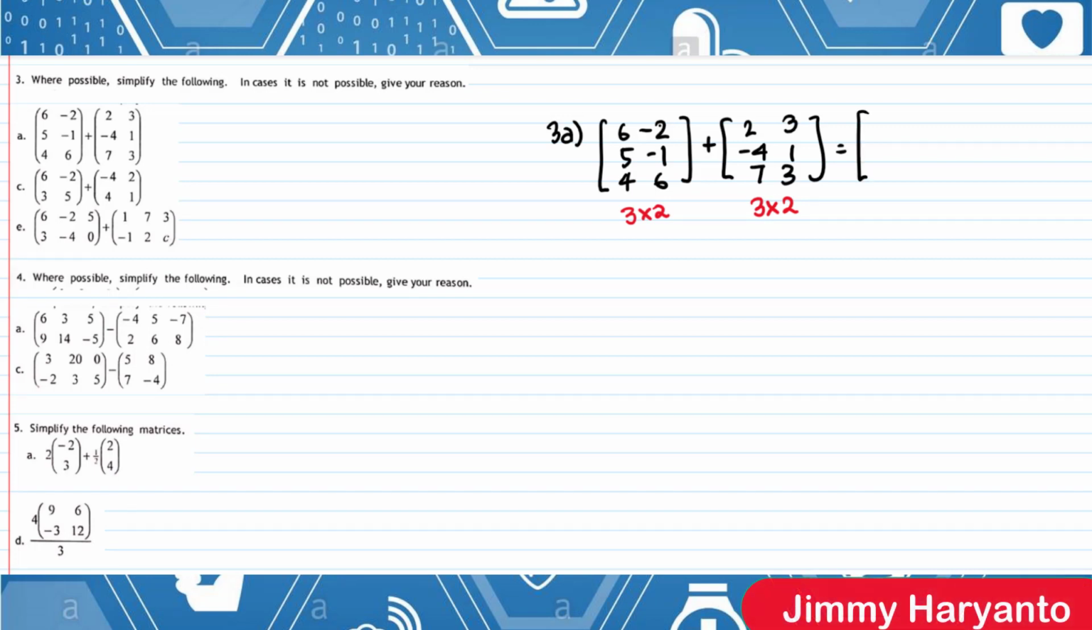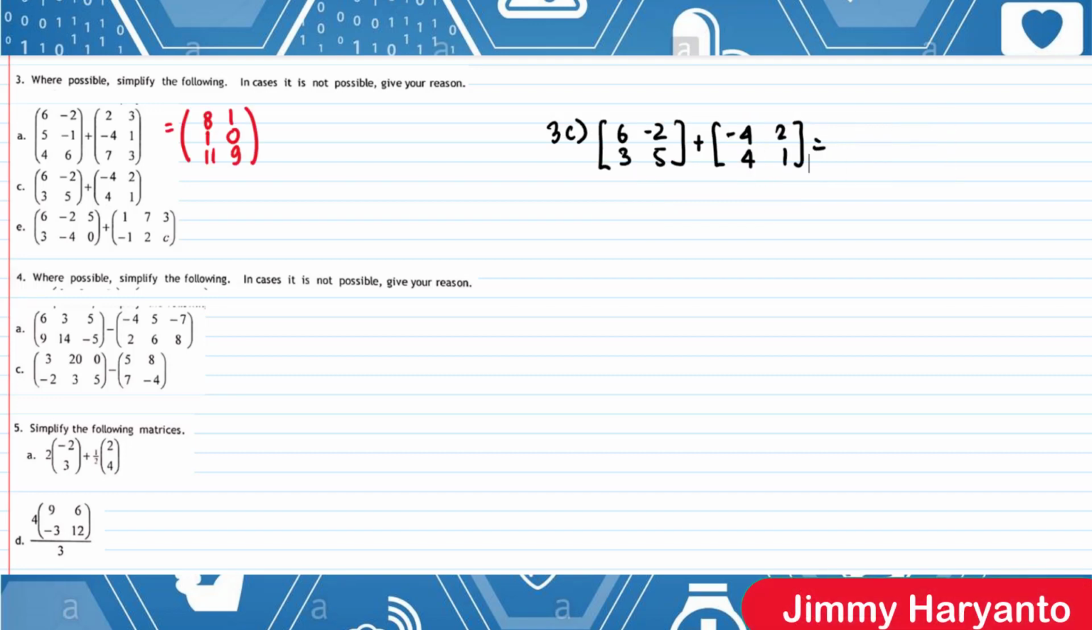To add them together, we only have to add the elements in the same position, which is element 1 1 and element 1 1 from the other side. It will be 2 plus 6 equals 8, and then negative 2 plus 3 equals 1, 5 plus negative 4 equals 1, negative 1 plus 1 equals 0, 4 plus 7 equals 11, 6 plus 3 equals 9. There you go.